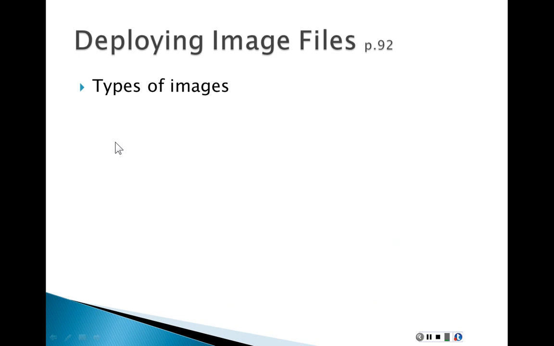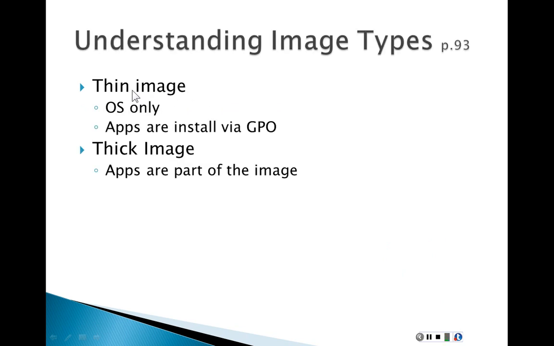Deploying image files. You have two types of images: thin image and thick image. A thin image only includes the operating system, and then later on, applications can be pushed down to those clients using group policy. Or a thick image, which includes the operating system and the applications.